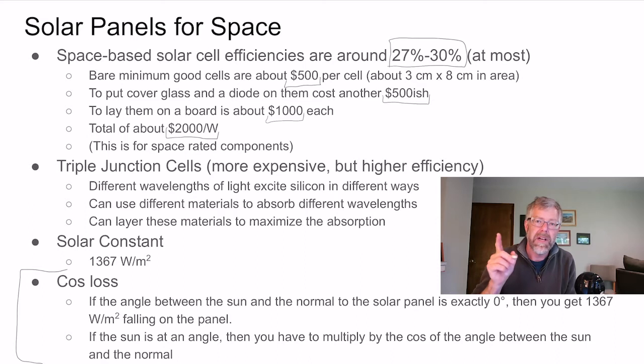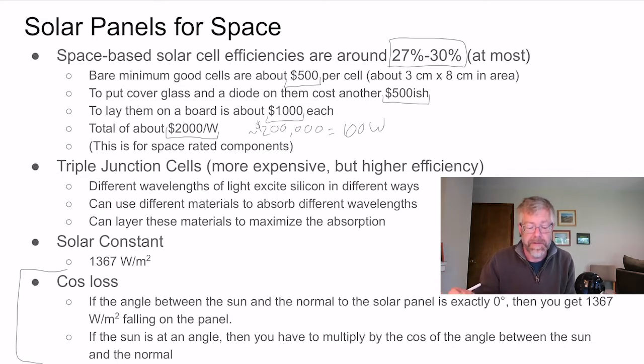So if you wanted a 100 watt panel, it would cost you approximately $200,000 for 100 watts of solar power on a satellite. That's a lot of money.